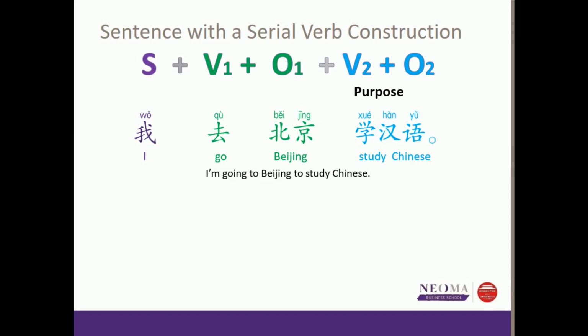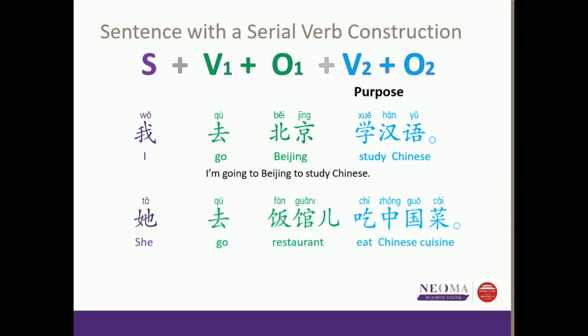Of course, you can change Beijing to other places, and change study Chinese to other activities. For another example, I'm going to the restaurant to eat Chinese food. 她, she. 她去饭馆吃中国菜. As you can see, 去 and 吃 are both verbs. 吃中国菜, eating Chinese cuisine, is the purpose of going to the restaurant, 去饭馆. So this means she is going to the restaurant to eat Chinese food.